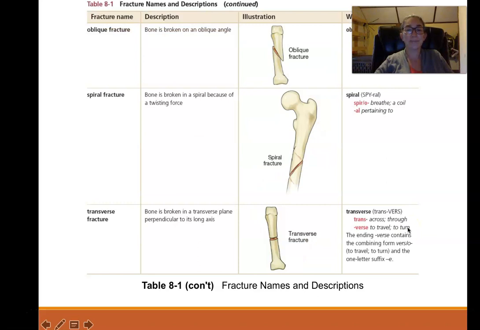An oblique fracture, spiral fracture, and transverse fracture are just indicators of the direction of the break, so the angle of that broken bone. A spiral fracture usually happens from a rotation injury. This is common in skiers who break their legs because they fall in their ski and twist and roll down the hill and their ski gets stuck, and they twist their leg. And so that can cause a spiral fracture.